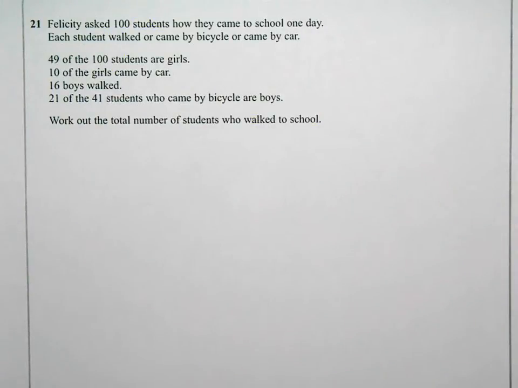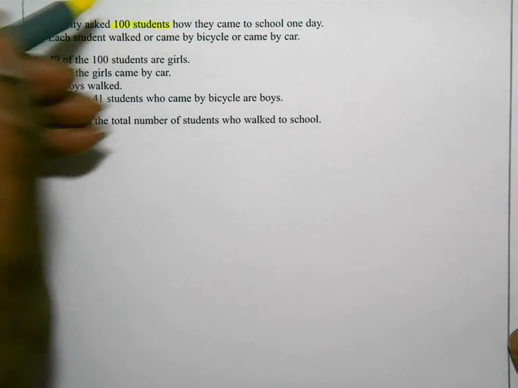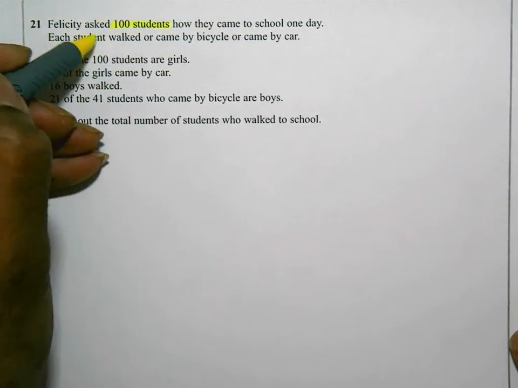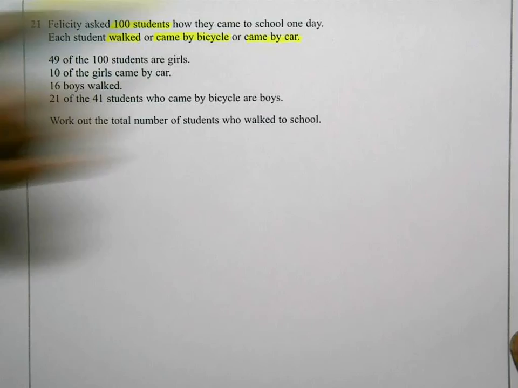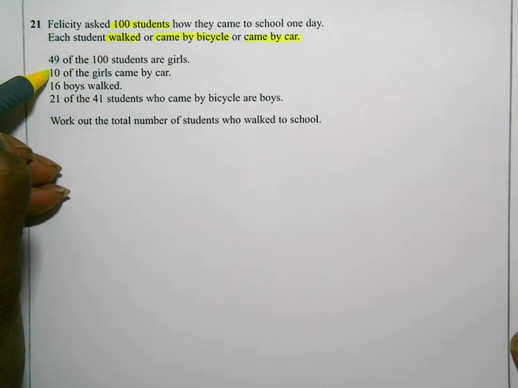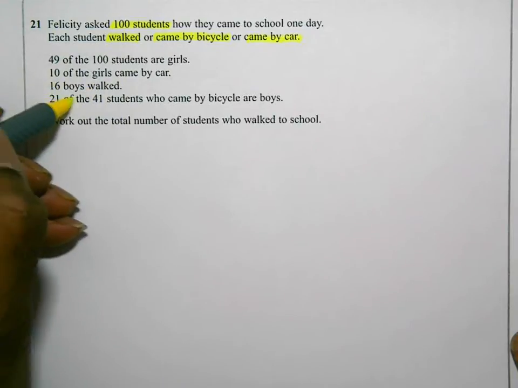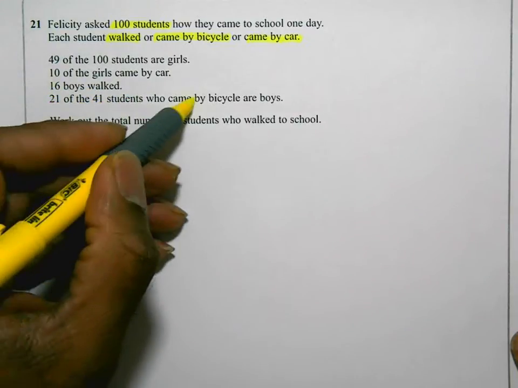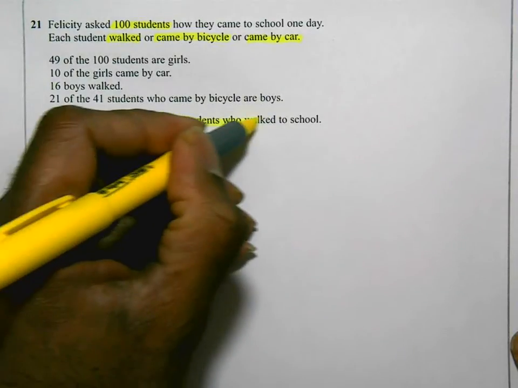This is question 21 on the foundation non-calculator paper. Reading the question first. Felicity asked 100 students how they came to school one day. Each student walked, came by bicycle, or came by car. 49 of the 100 students are girls. 10 of the girls came by car. 16 boys walked. 21 of the 41 students who came by bicycle are boys. Work out the total number of students who walked to school.